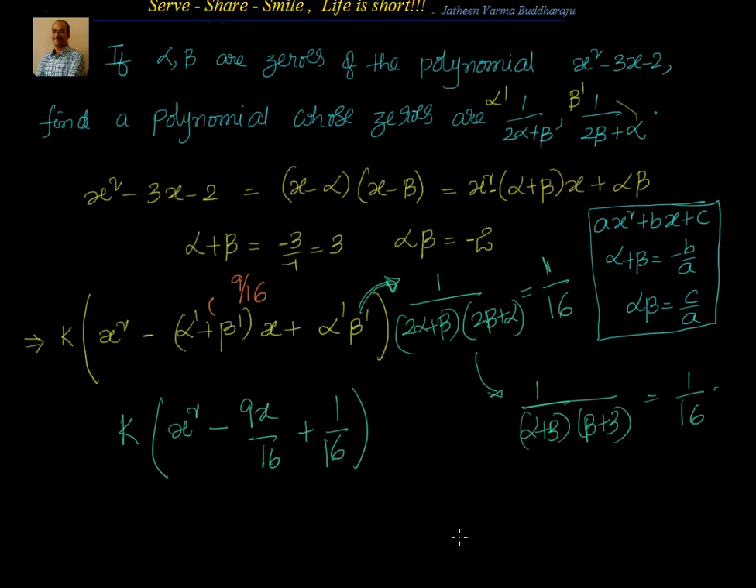So that's about how to find a polynomial whose zeros are in terms of the zeros of another polynomial. We'll do one more example so that we get a hang of it.